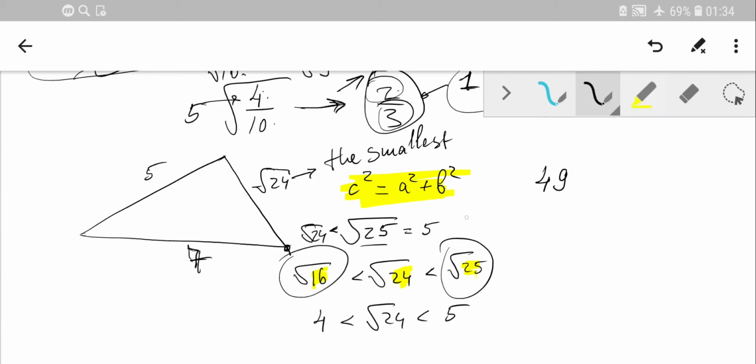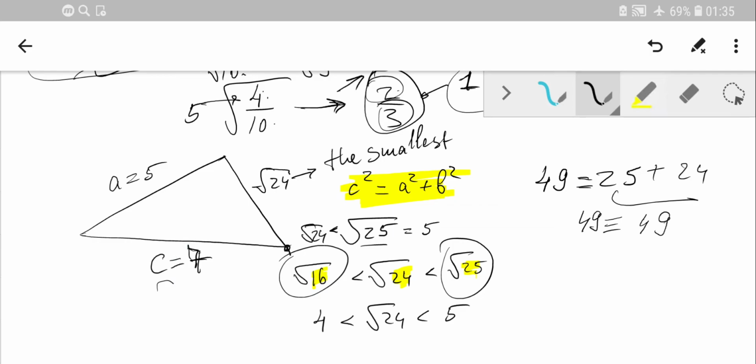So 49, which is 7, that's c, equals a squared, let's say it's 5, so a is 5, so 25 plus the square root of 24 squared, which is just 24. Okay, and you see this is the right equality. So equality is correct because it's also 49. So 49 is identical to 49. All right, so that means the angle that is opposed to the longest side, in this case c, is 90 degrees.